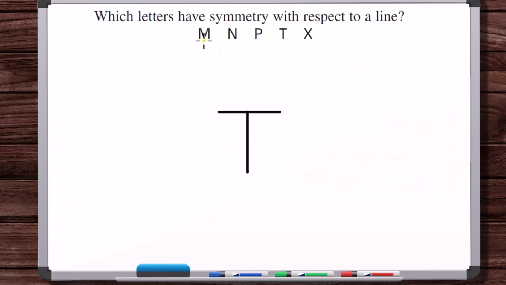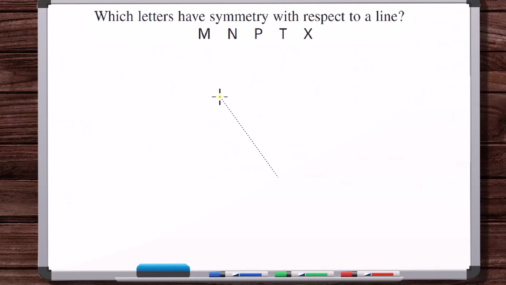What about another line of symmetry maybe? Maybe like that, but no, there's no way. These might have point symmetry, which we'll look at in a second.